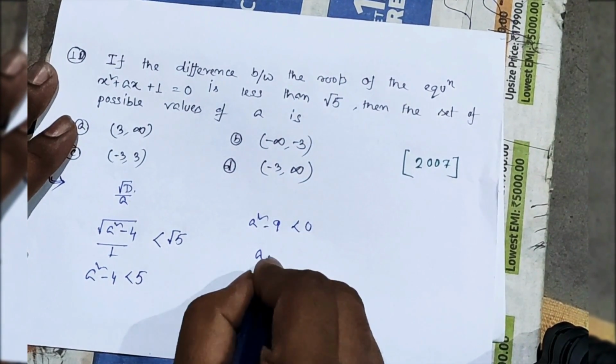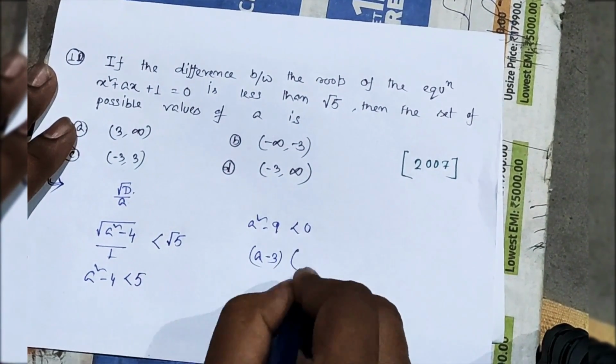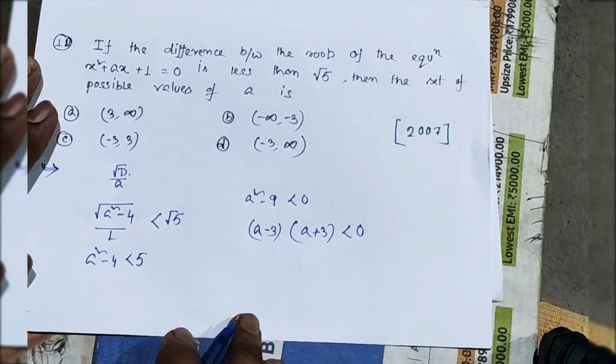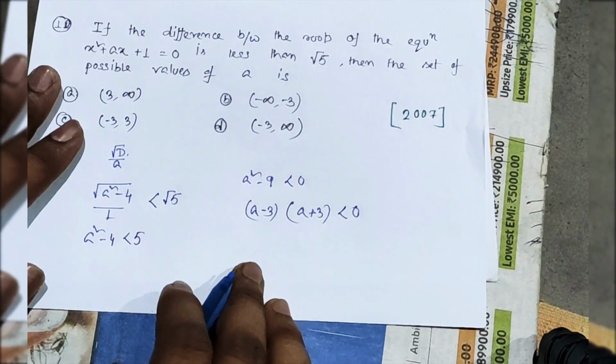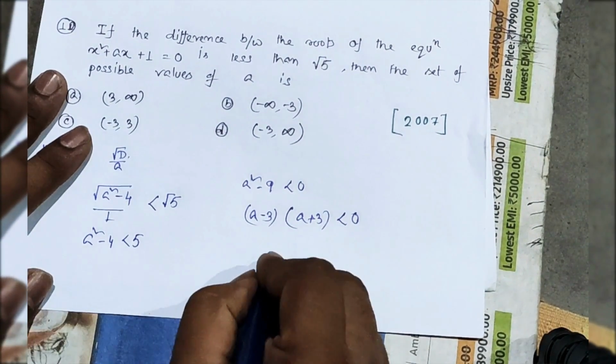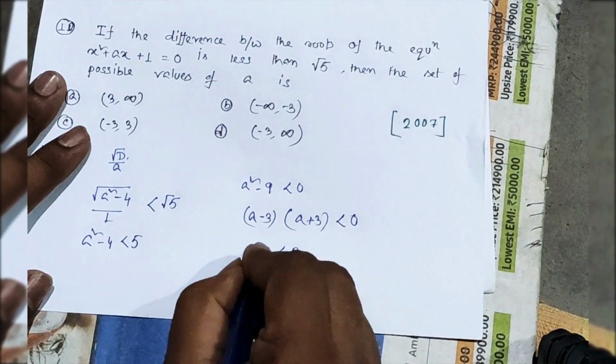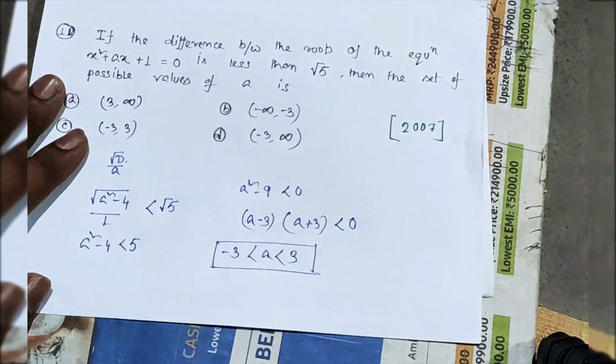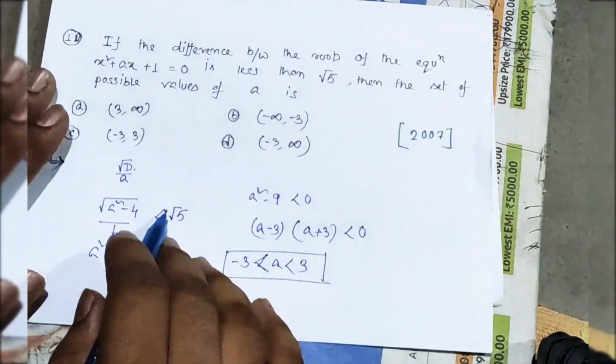So I will get (a minus 3) multiplied by (a plus 3) is less than 0. From the graphical method or wavy curve method, you can check that a belongs between minus 3 and 3, and in open interval, so the correct option is C.